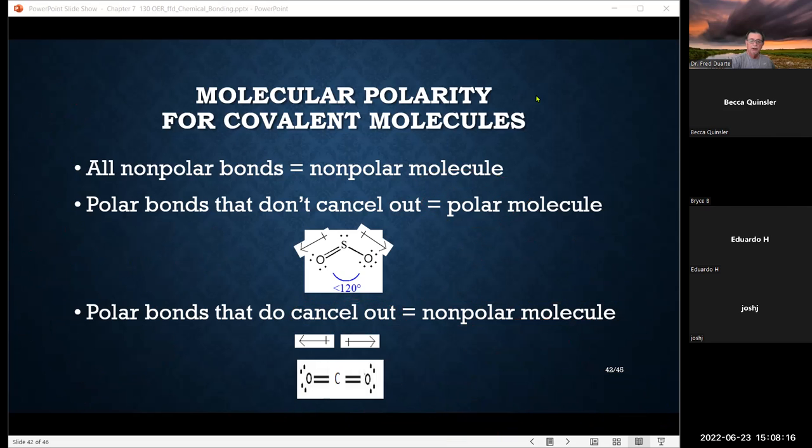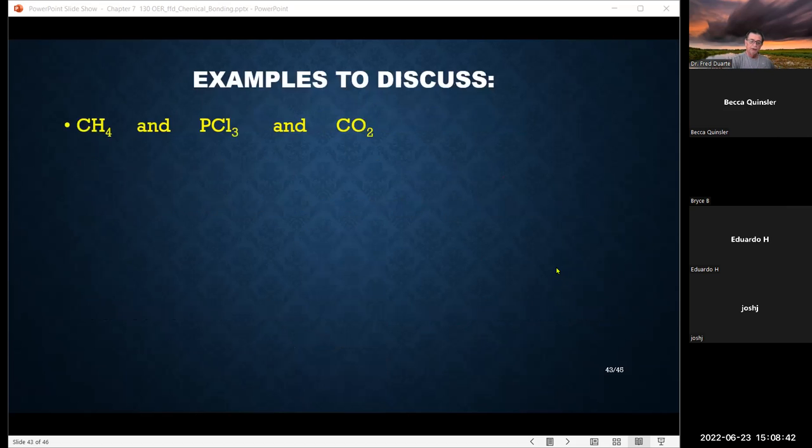In essence, if the polar bonds do not cancel out, then you have a polar molecule. To know if they cancel out, you have to figure out the Lewis dot structure, which means going through the exercise we just did of finding the general formula to find the geometry, then identifying the polar bonds and seeing how they are relative to each other and whether they cancel out, to be able to answer that question.